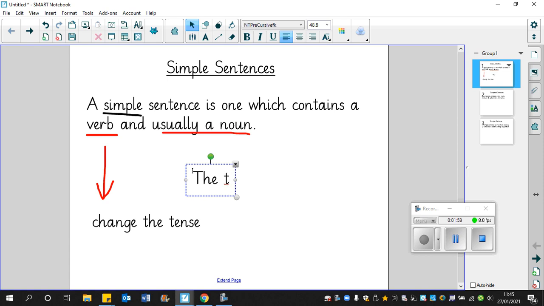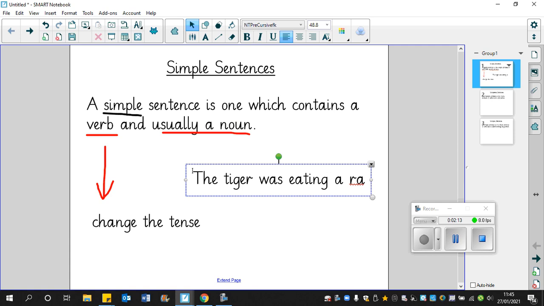So for example, let's think of a tiger. So the tiger was eating, and when we think about what the tiger could be eating, let's say it's eating a rabbit. That's not very nice if you like rabbits, but there you go. So the tiger was eating a rabbit.